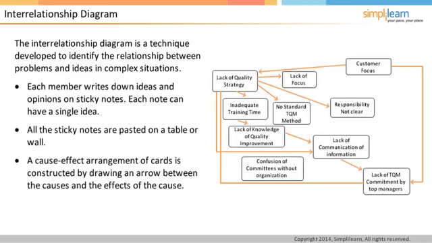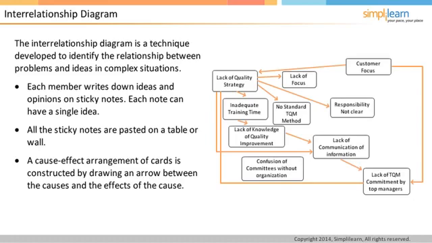As depicted in the image, a large number of outgoing arrows indicate the root cause, whereas a higher number of incoming arrows indicates an outcome. There are as many as 6 arrows originating from lack of quality strategy. This leads us to understand that it is a root cause. On the other hand, there are 3 arrows ending with the idea lack of TQM commitment by managers, making it an outcome. In the next screen, we will understand the tree diagram.